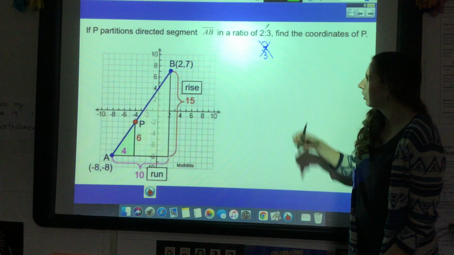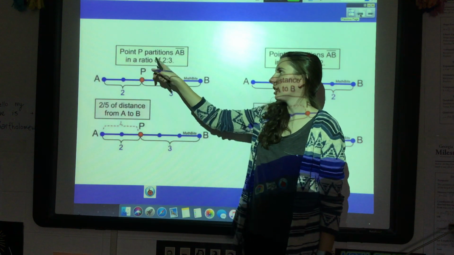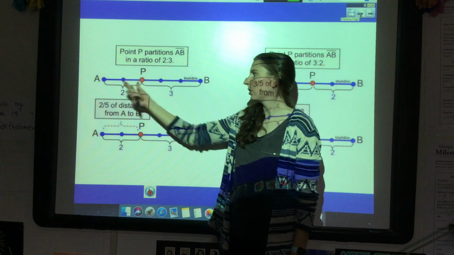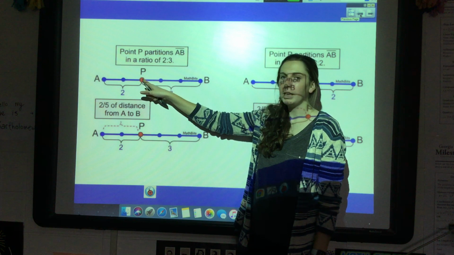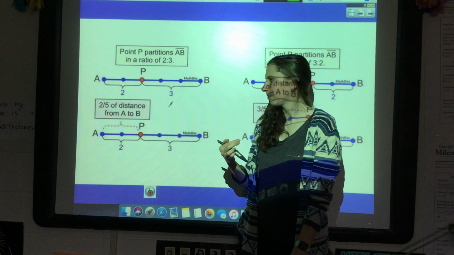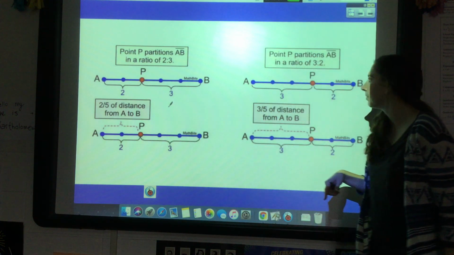So for example, if I say point P partitions it in a ratio of 2 to 3, I have 2 parts to 3 parts, and point P is actually 2/5 of the way from A to B. So you can see that right here.